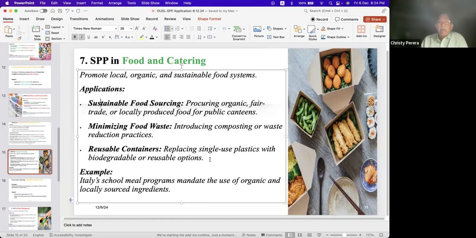Single-use items, cardboard plates, plastic plates. Now, little by little, it's going to reduce, but still there. Mainly other countries, some of the other countries, they don't use. Italy, school meal programs mandate the use of organic and locally sourced ingredients.